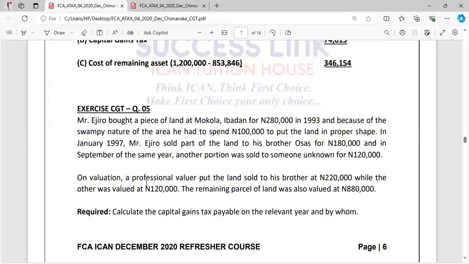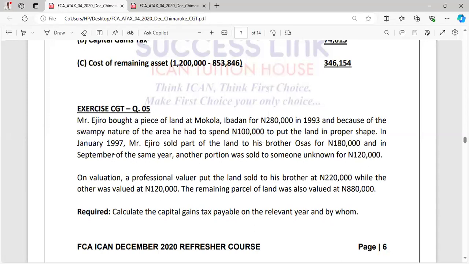Mr. Ejiro bought a piece of land at Mokola, Ibadan for 280,000 in 1993. Now the cost of acquisition is 280,000. Of course, by now we know that. And because of the swampy nature of the area, he had to spend 100,000 to put the land in proper shape. So this 100,000 becomes improvement cost.